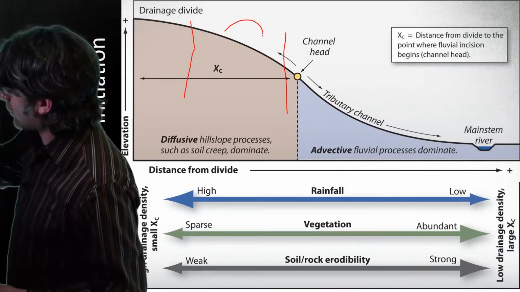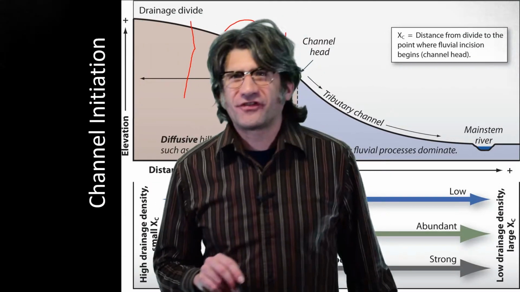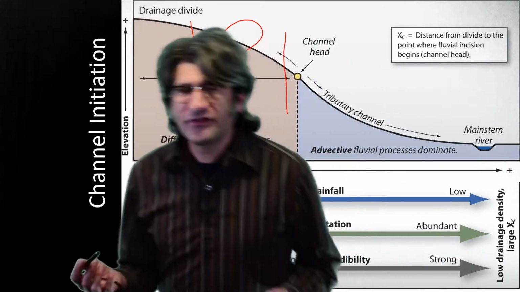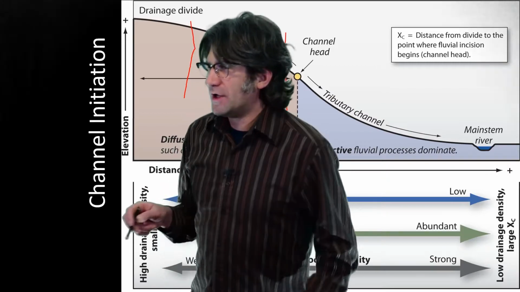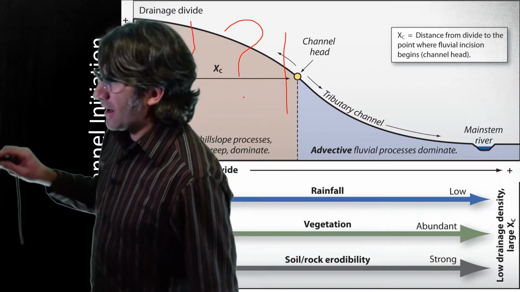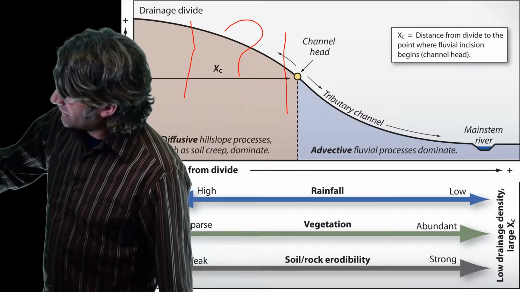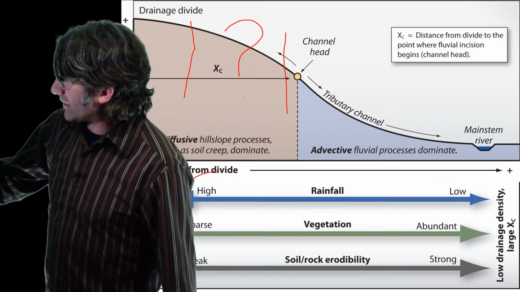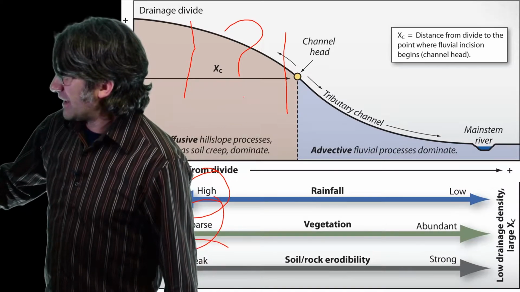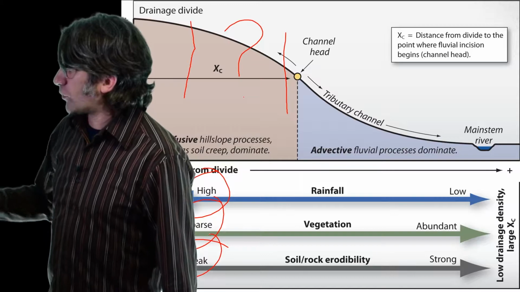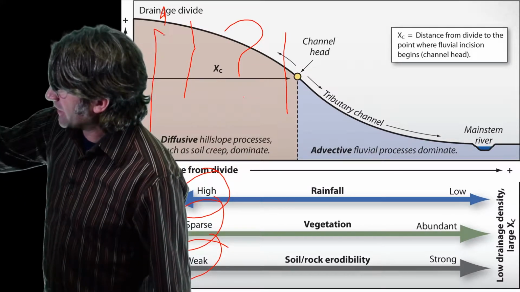So what controls where your channels start? What we generally see is that climate plays a really important control. If we have a high drainage density in a wet climate with relatively sparse vegetation and primarily erodible rock, we'll end up with a very short XC. So that would be kind of this side.